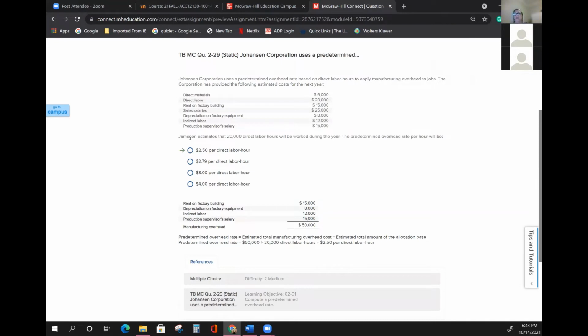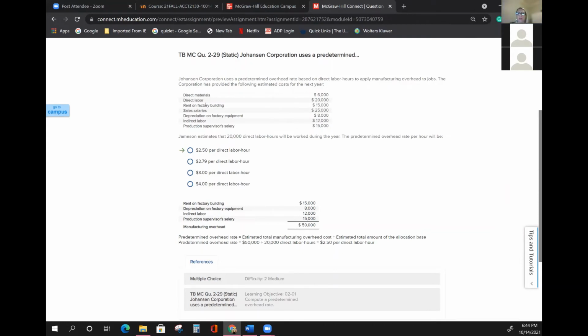So the predetermined overhead rate would be... we have to figure out what goes into that manufacturing overhead to come up with that predetermined rate. Remember, the formula for the predetermined rate was the estimated amount of the manufacturing overhead divided by the estimated quantity of the allocation base. Well, we don't know what the manufacturing overhead is yet. We have to calculate that first. So what goes into manufacturing overhead?